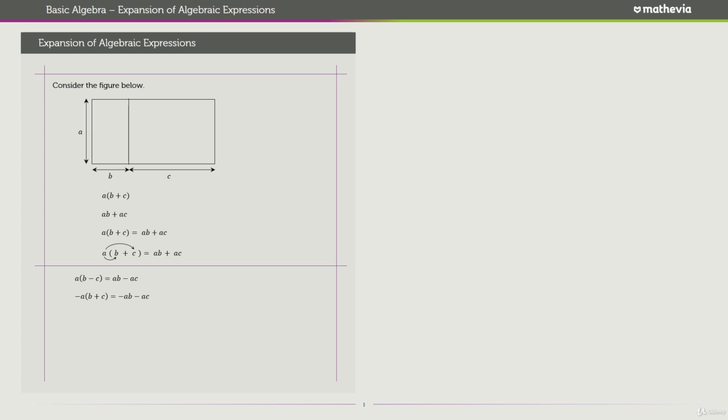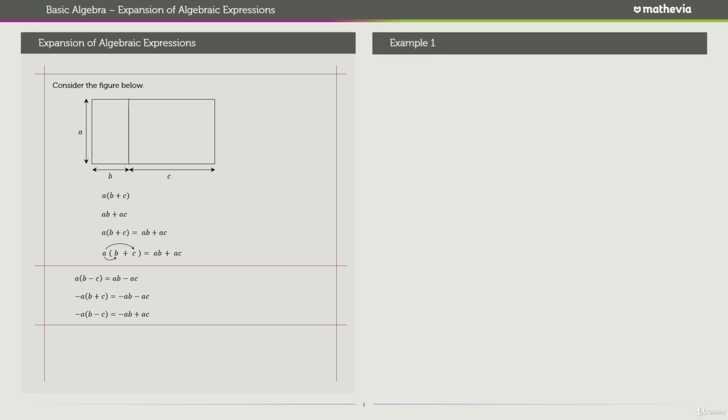The negative signs confuse students from time to time, so let's do another one. What if you had minus A multiplying B minus C? Minus A multiplying B will give you minus AB, and minus A multiplied by minus C would give you plus AC, because minus multiplied by minus gives you plus. So that's pretty much all you need to know about expansion. Let's go ahead and solve some examples.